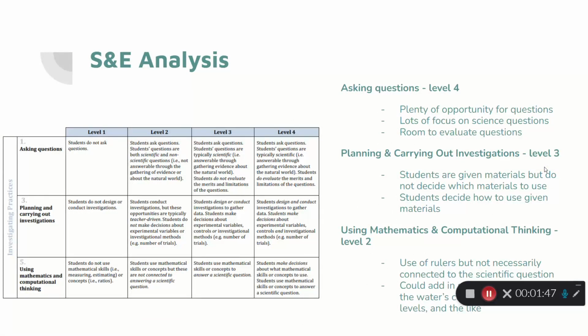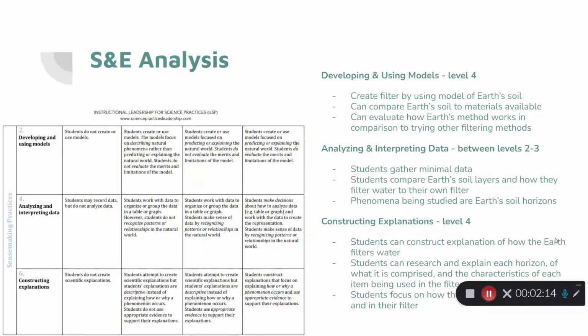As far as an analysis is concerned, for asking questions, I gave it a level 4 because there are lots of opportunities for the students to focus on science questions and evaluate them. For planning and carrying out investigations, I gave it a 3 because they were given the materials rather than deciding the materials being used. For mathematics and computational thinking, the rulers really weren't necessary, although you could use them.